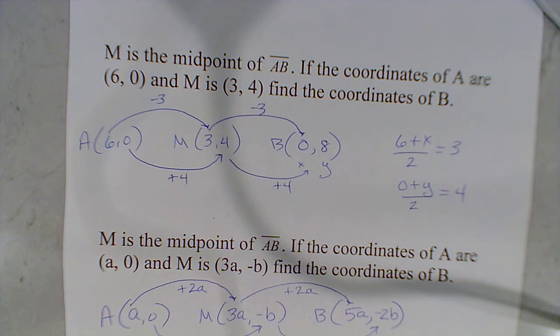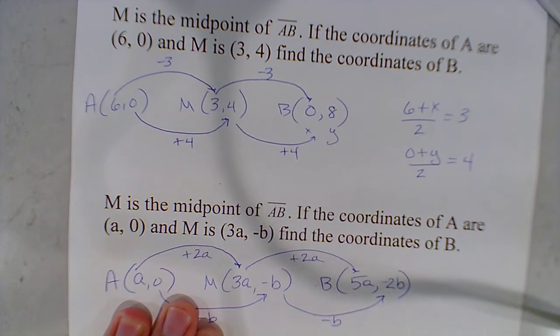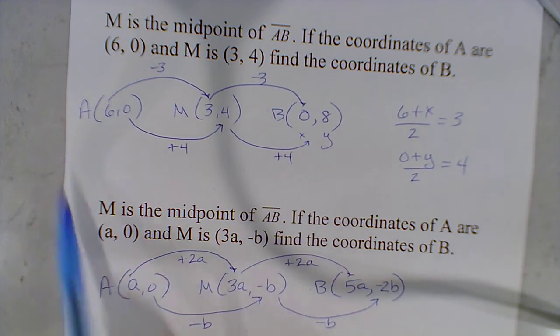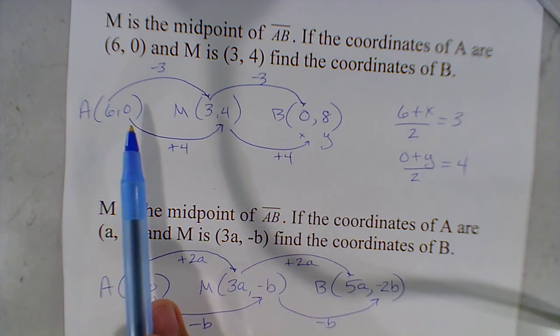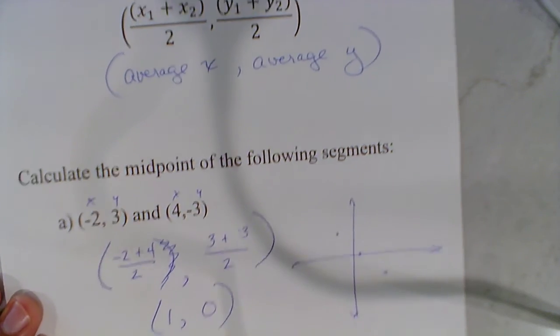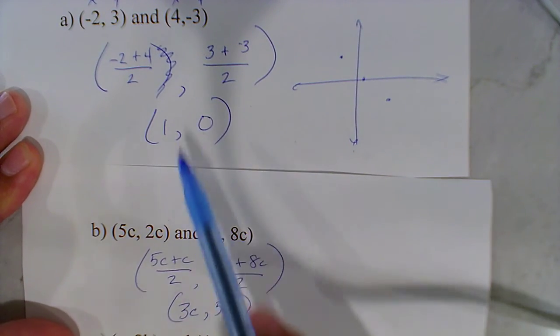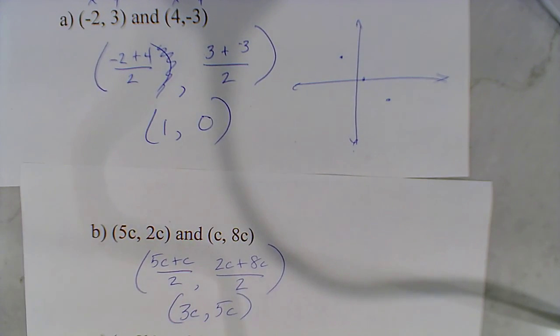When are they asking you just to find the midpoint versus when are they asking you to find the missing endpoint? This is for the missing endpoint when they give you the midpoint. All right. These are for when they give you the 2 points and they ask you for the midpoint.